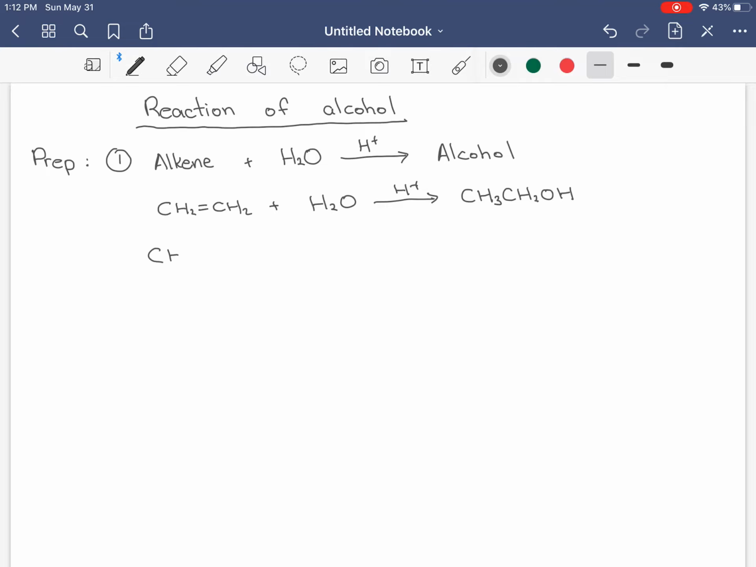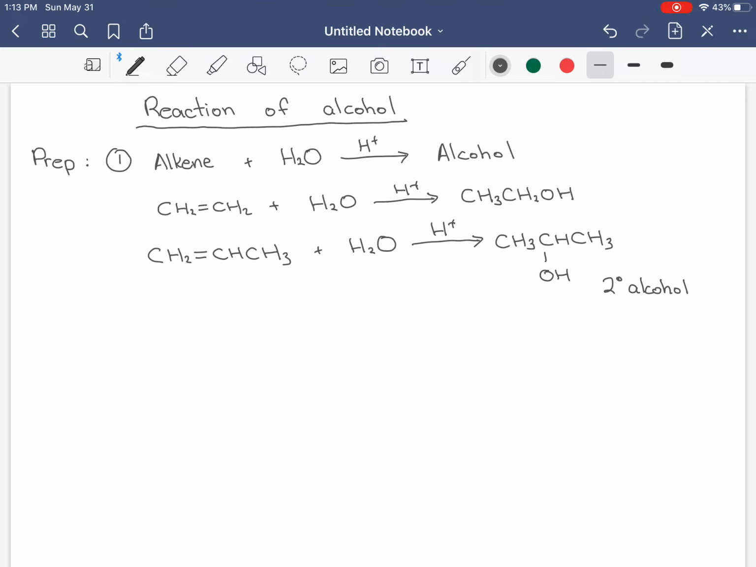However, if this is a more complicated alkene or just a longer alkene, you have to apply Markovnikov rule. Now, if you remember Markovnikov rule, rich gets richer, you'll end up with this alcohol, which is a secondary alcohol.